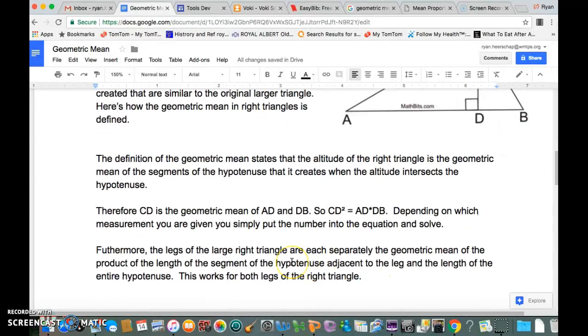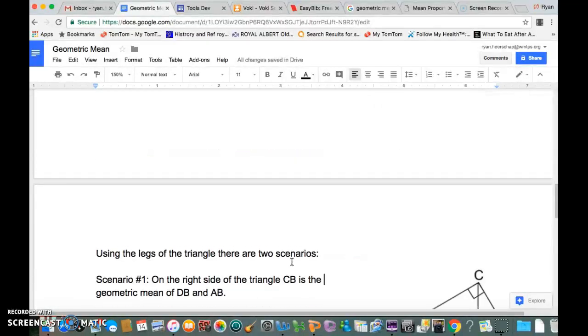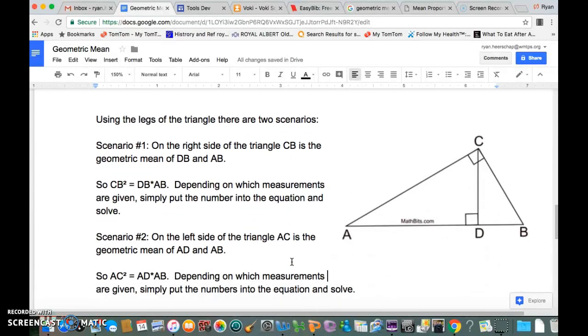Furthermore, down below here, the legs of the large right triangle are each separately the geometric mean of the product of the length of the segment of the hypotenuse adjacent to the leg and the length of the entire hypotenuse. This does work for both legs of the triangle. All right, so that seems to be pretty confusing, so I'll explain it to you this way. So using the legs of the triangle, there are two scenarios. So using that previous definition, we're back to the same triangle.